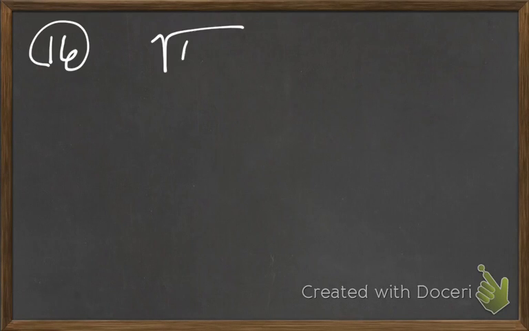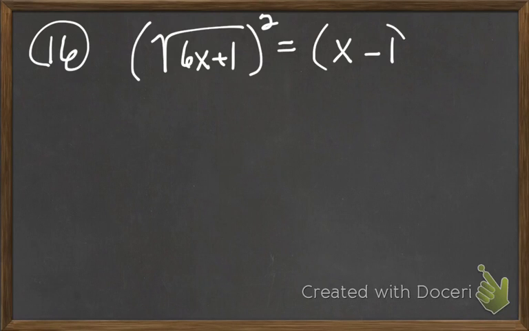All right, 16. Same type of problem. We have a radical in our equation to begin with. And you're going to ask yourself, is it by itself? Is it all by itself? Is there anything being multiplied times that square root? Is there anything being added to that square root? It's all by itself. So when it's all by itself, you're going to remove the square root by squaring both sides.